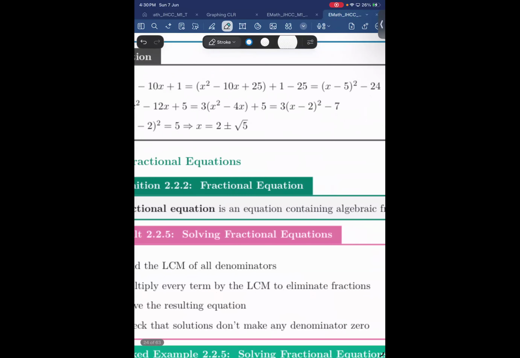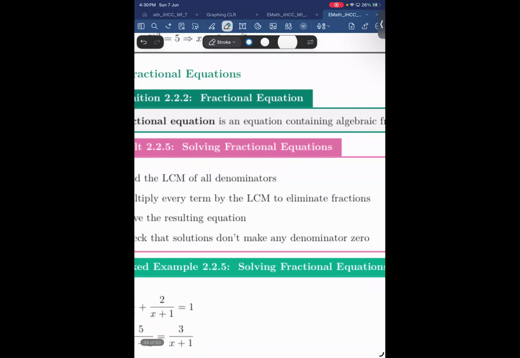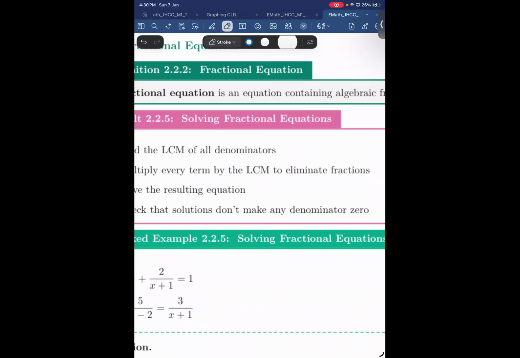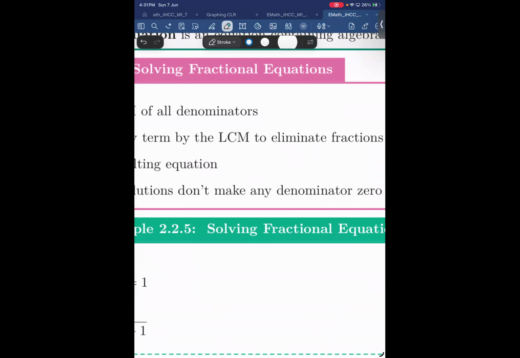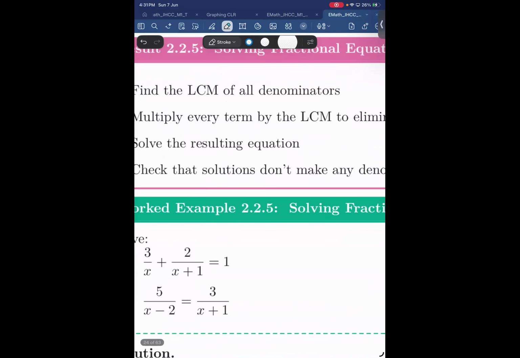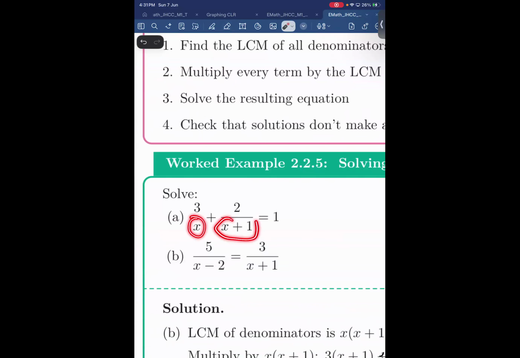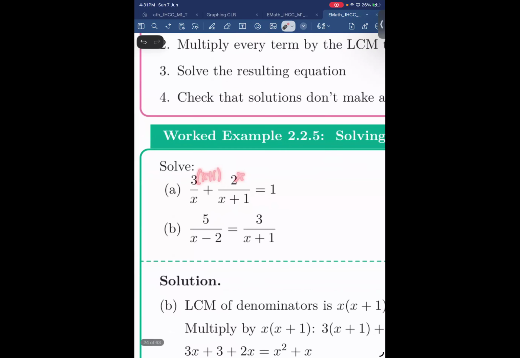For part A, you want to combine these two fractions. The LCM will be x times x plus 1. Typically the LCM is just going to be one of the denominators times the other one. So you combine them, then this one will be 3 times x plus 1 plus 2 times x.